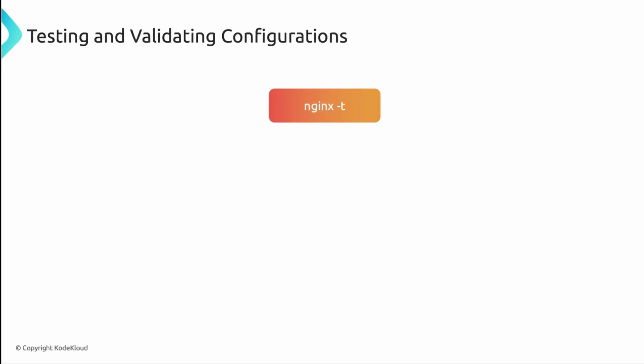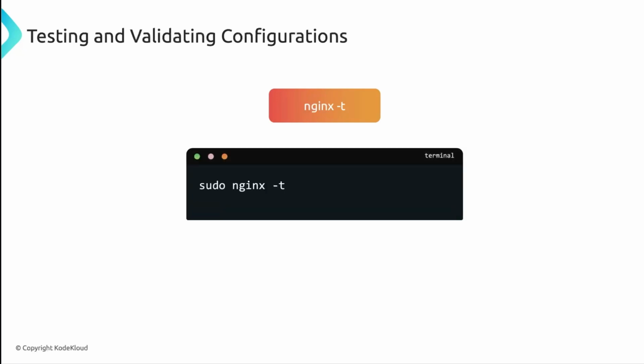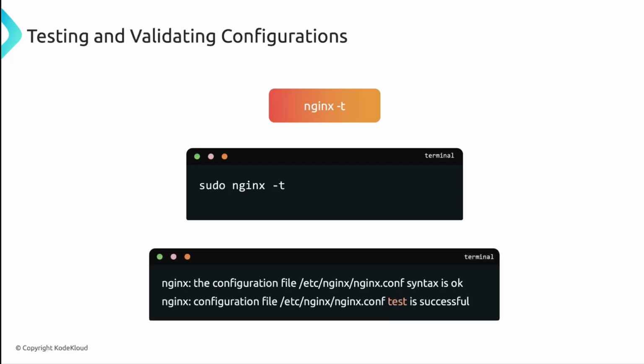So again, back to nginx -t. If you want to make changes, make sure that you run nginx -t first and then you reload. So you would do something like this. You would do sudo nginx -t. If you get the successful response, like here, you can see here that says syntax is okay, test successful. Now you can go ahead and reload and you should have no issues.